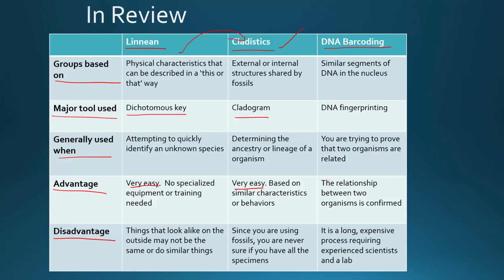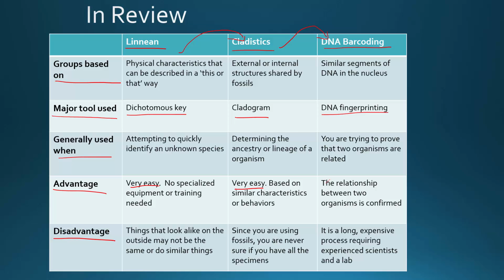Finally, the next evolution, the most current form of classifying organisms, is through DNA barcoding. We have similar segments of DNA in the nucleus. That's how we group organisms. We have DNA fingerprinting as the major tool that is used. Again, we extract DNA from an organism and send it to a lab. They run a coding test called a PCR test, and then we get comparative data on the organism that we're testing compared to other similarly tested organisms.